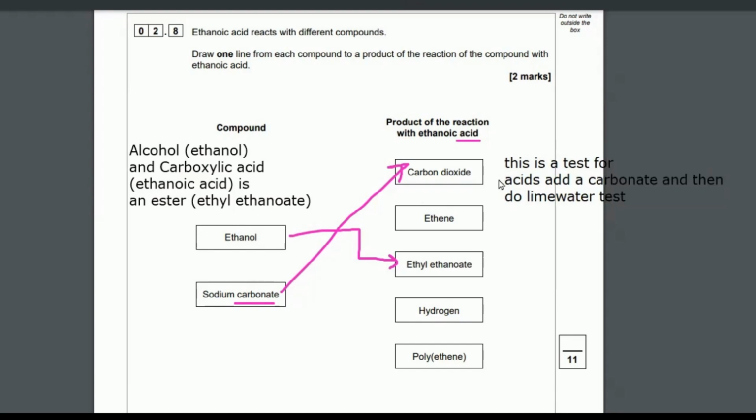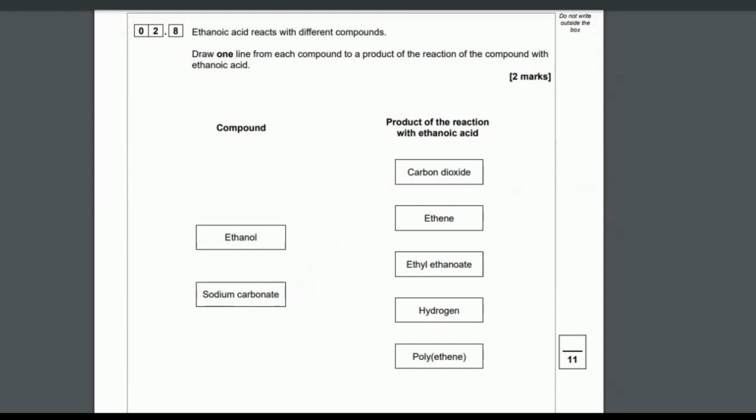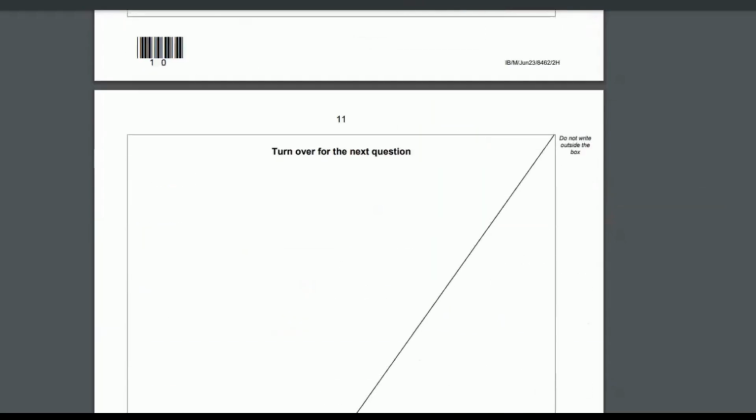There we go. How did you do? That's the end of that question. Next, we're going through question 3.